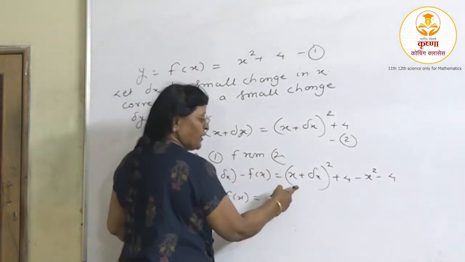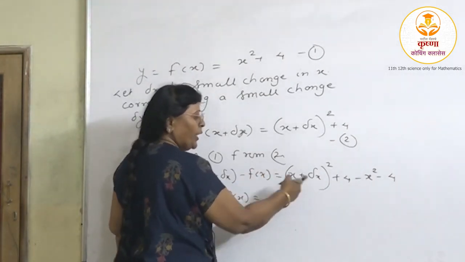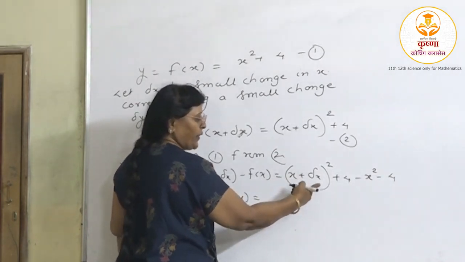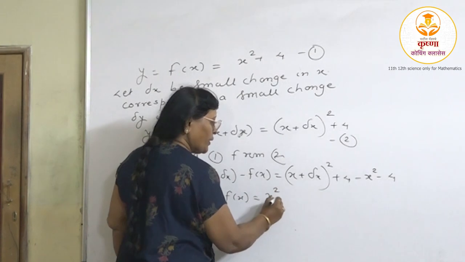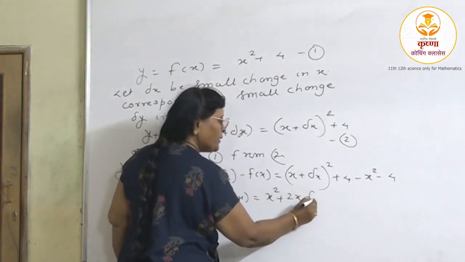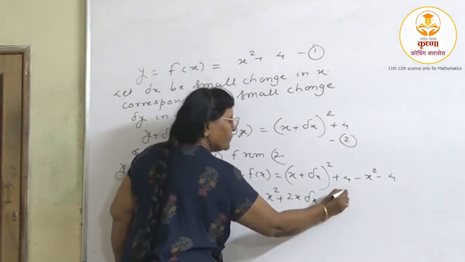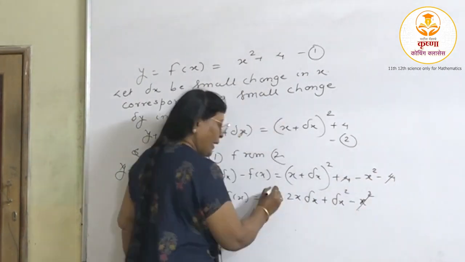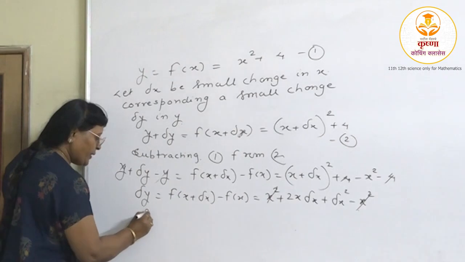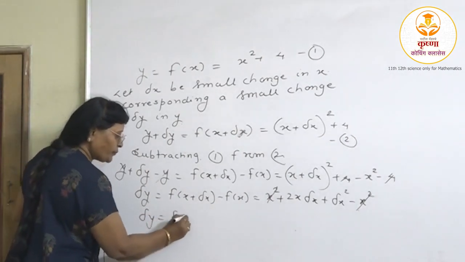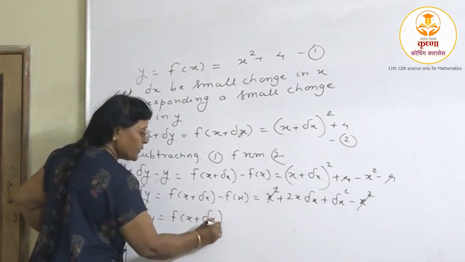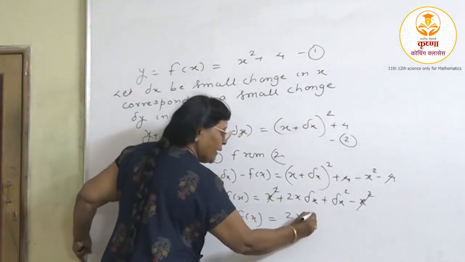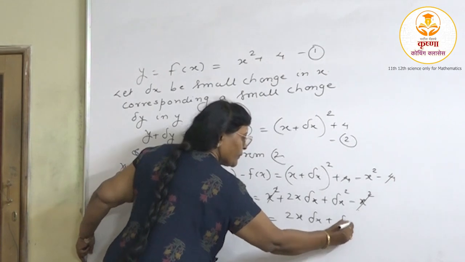Here make the expansion, a plus b whole square, all of you know that it is the square of the first term, twice the multiplication of the 2 terms, and the square of the second term. Therefore x square plus 2x into del x plus del x square, again 4 gets cancelled, minus x square. Here again x square gets cancelled, del y is equal to f of x plus del x minus f of x, which is equal to 2x del x plus del x square.